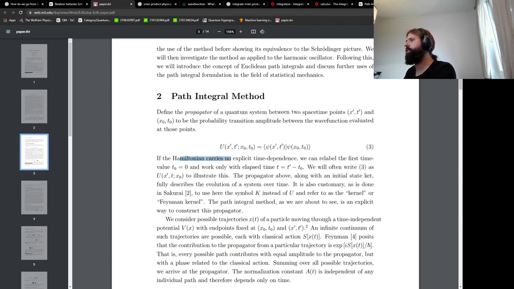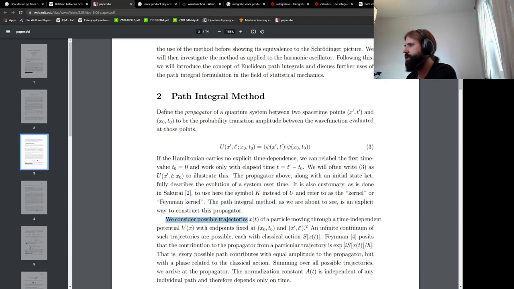And then if the Hamiltonian carries no explicit time dependence, we can relabel the first time value t0 and work only with elapsed time t prime minus t0. What? So we will often write it as just that to illustrate this. The propagator above, along with an initial state ket, fully describes the evolution of a system over time. It is also customary, as is done in Sakurai, to use here the symbol k instead of u and refer to it as the kernel or the Feynman kernel. The path integral method, as we are about to see, is an explicit way to construct this propagator.